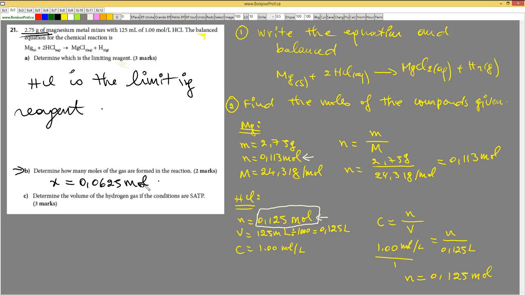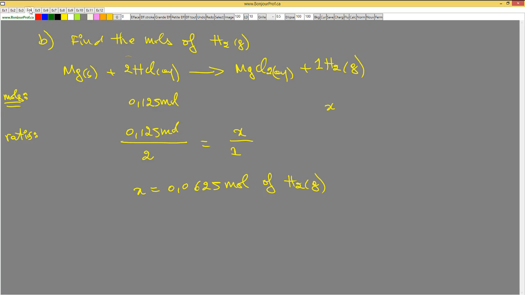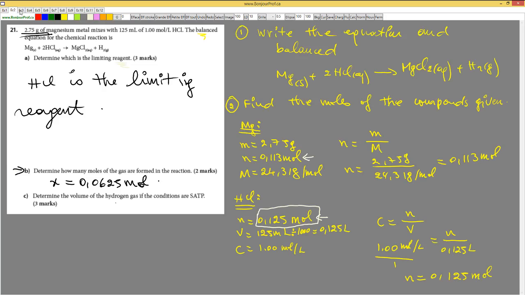Okay. Now we will have to do the last question. This question is new for you. And what is the question here? Determine the volume of the hydrogen gas. Conditions are SATP. Here we're going to do the question. We found the moles of the hydrogen. See what they are looking for. Find what? The volume.